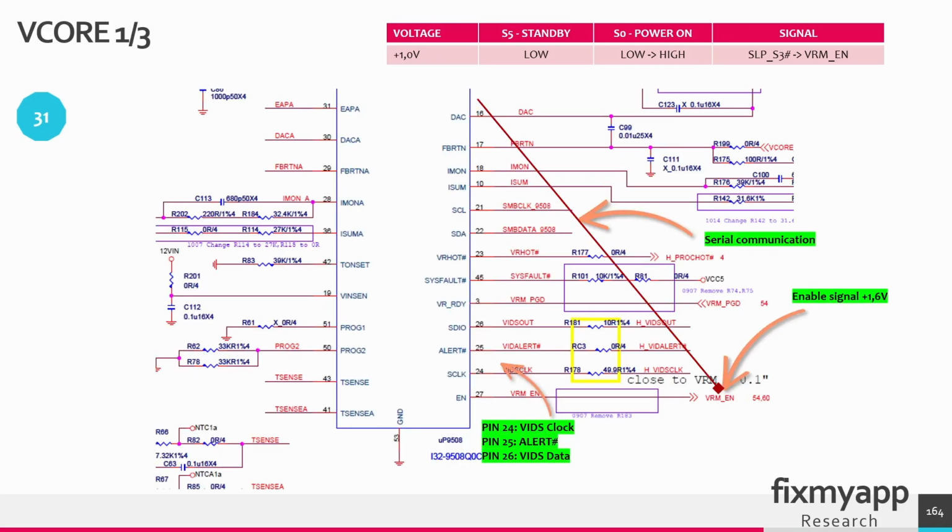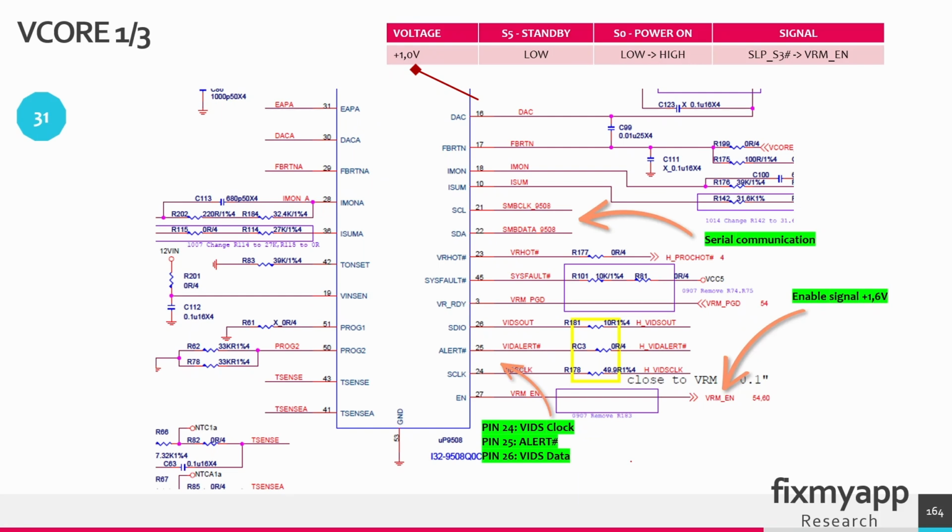When the enable signal is created, it will go to the multi-phase PWM controller to create the VCORE. The created VCORE of 1 volt supplies power to the processor's cores, enabling the CPU to function and execute instructions. On pins 21 and 22, this is a serial communication between the PWM controller and the other parts of the circuit on the mainboard. So also in power sequence 31, we have to create the VCORE voltage of 1 volt.